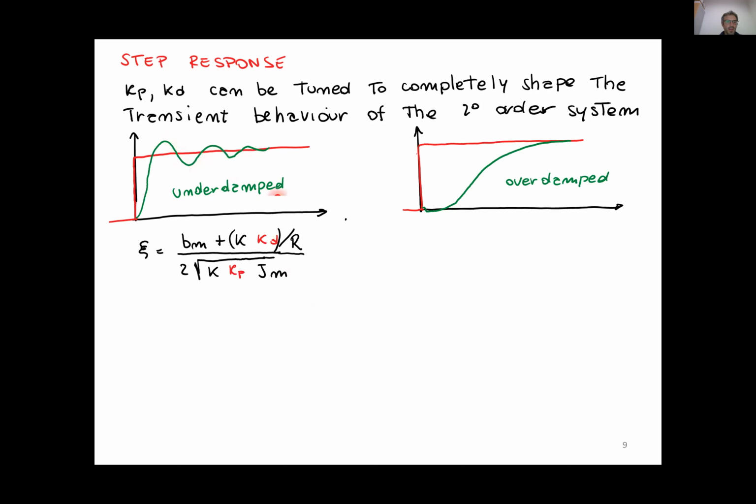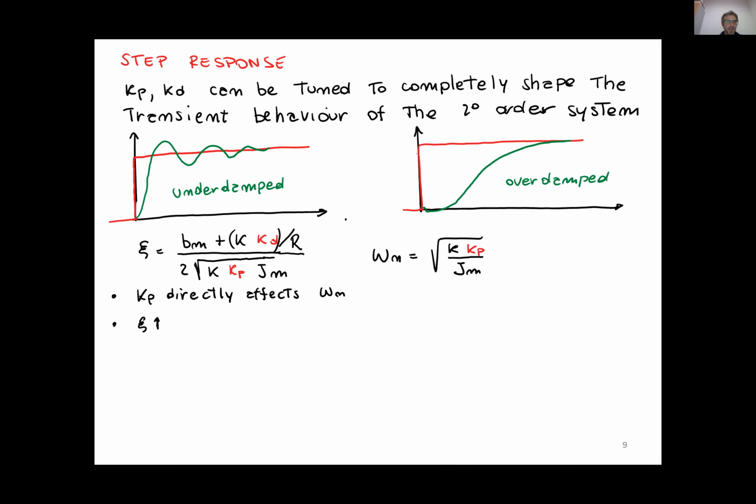So, for example, by setting the damping, you have different responses from the underdamped case to the overdamped case. And this is the expression that from the previous equation we can obtain for the damping ratio. And this was, if you remember the analysis we did for a second order system, the natural frequency. We see that the KD and KP parameters are affecting both of them.